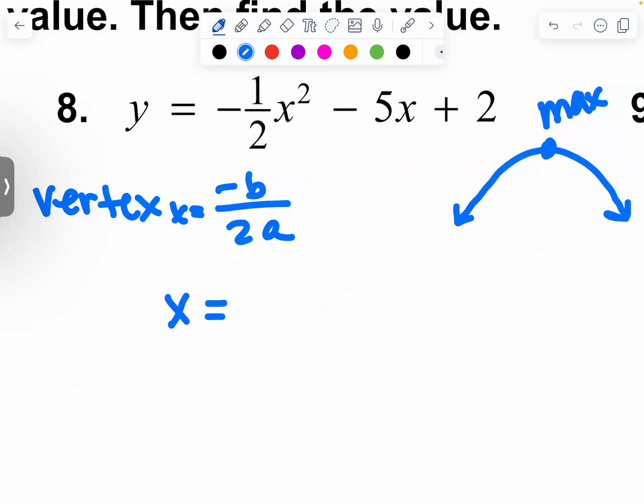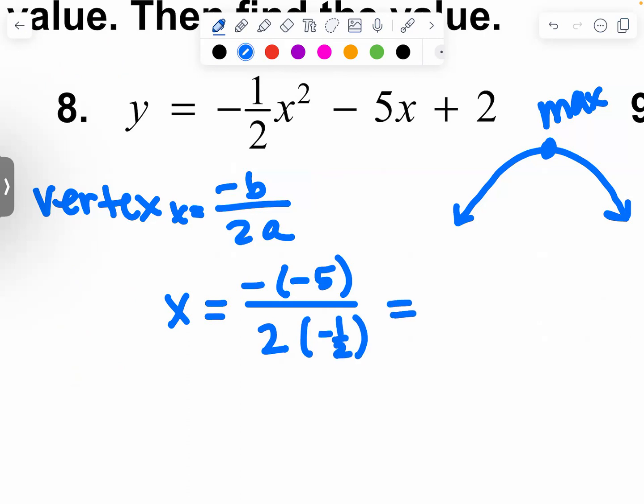So what's our b value? Okay, so b is -5. What's a? Okay. So what's x? -5 over -1, which gives us 5.